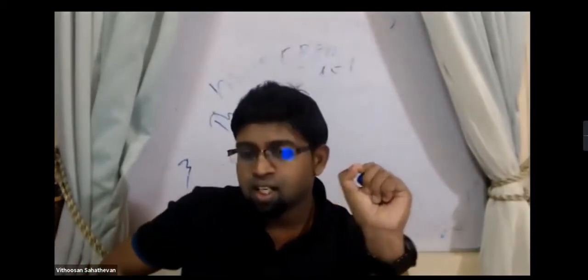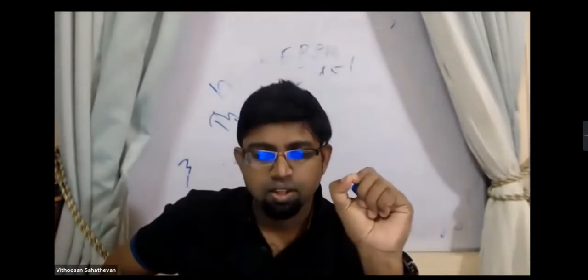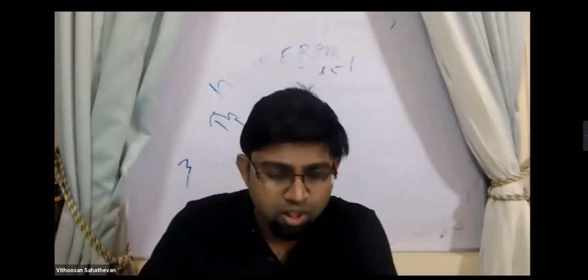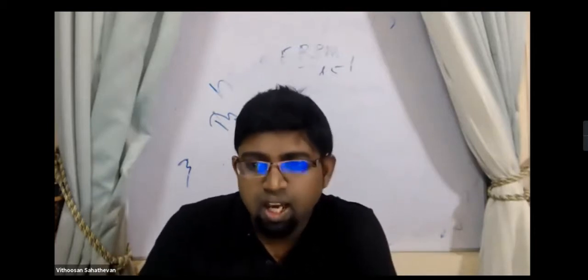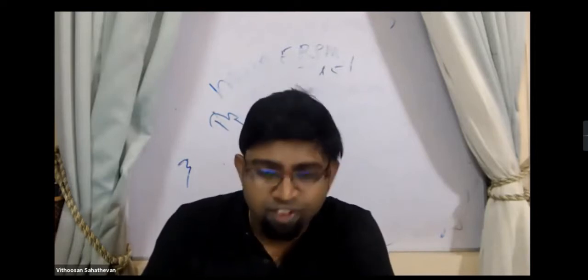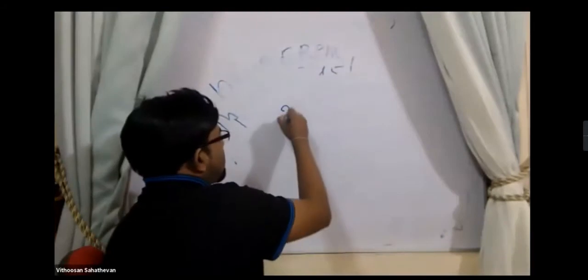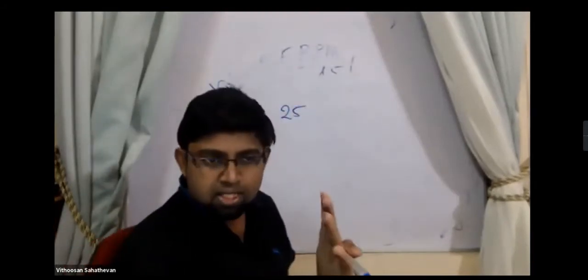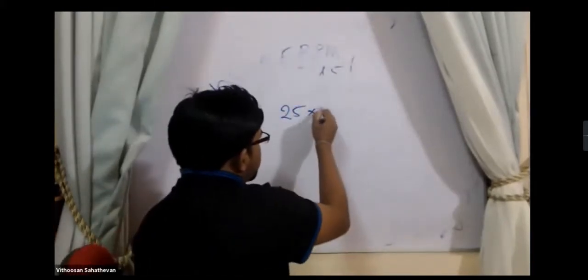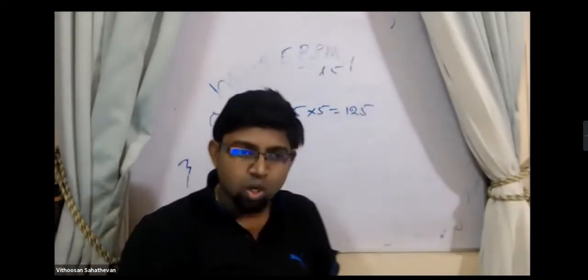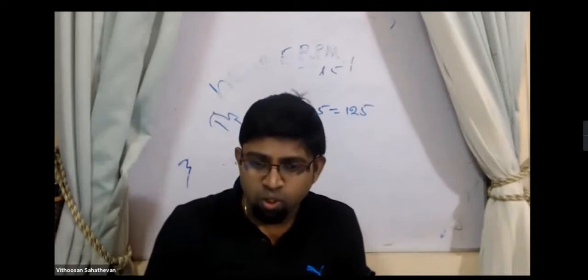Every single best answer question, if you get it right, you will get 5 marks. So 25 into 5 is what? 125. 25 into 5 is 125.